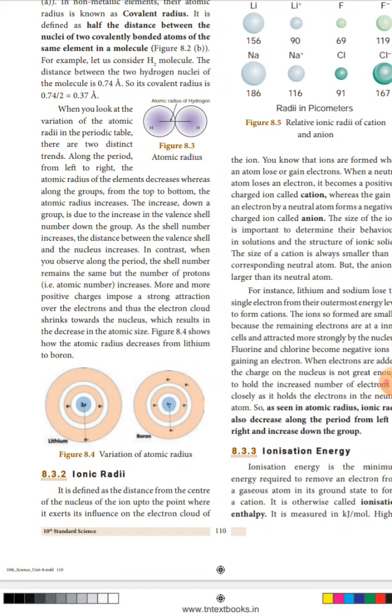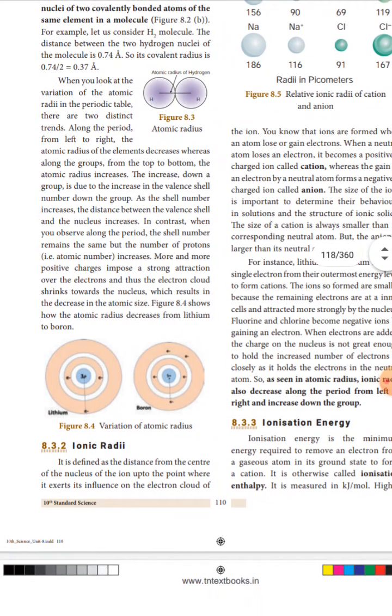First point, along the period from left to right, when you take the modern periodic table, atomic radius decreases, but along the group from top to bottom, the atomic radius increases. So the increase down a group is due to the increase in the valence shell number down the group.